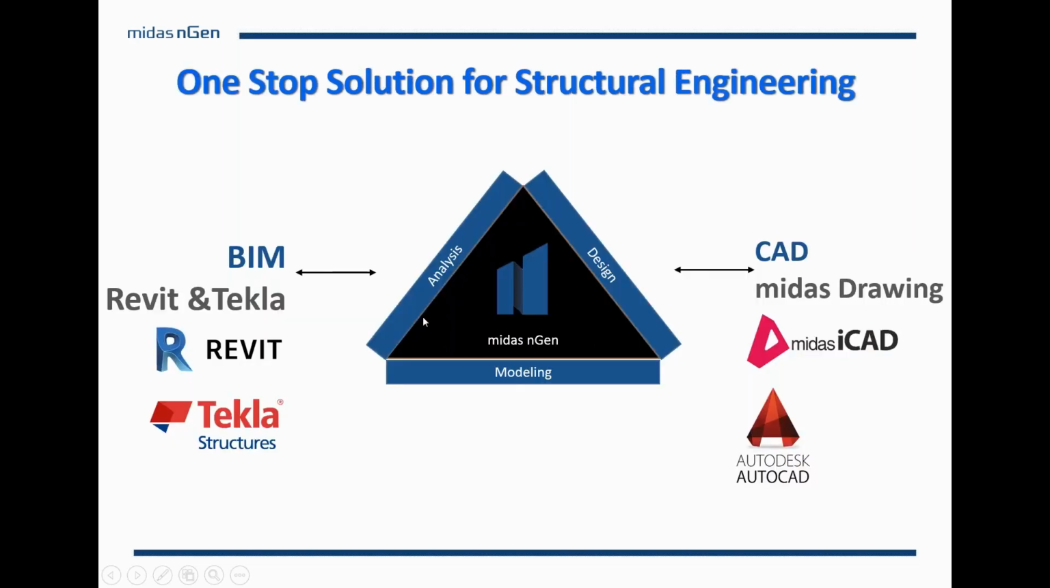Now, MIDAS Engine is also integrated with other software solutions like BIM tools. We can take the model files from BIM tools into MIDAS Engine, and if there are any modifications in the model, then we can take it back to the BIM tool. Then further, the design results of MIDAS Engine can be taken out in the form of DWG or DXF files, which can be used in MIDAS Drawing, MIDAS iCAD, or the most famous Autodesk AutoCAD.